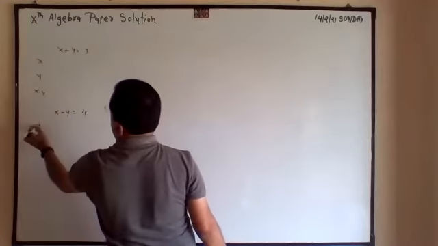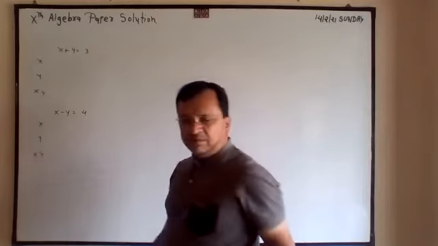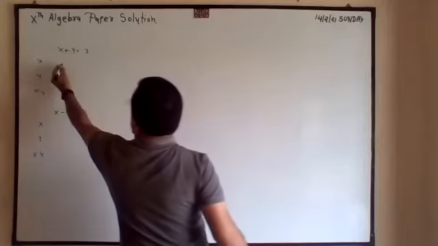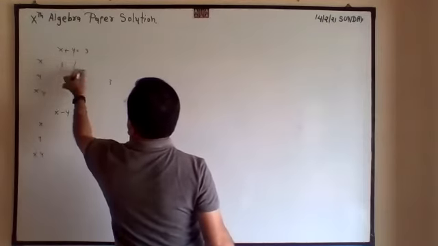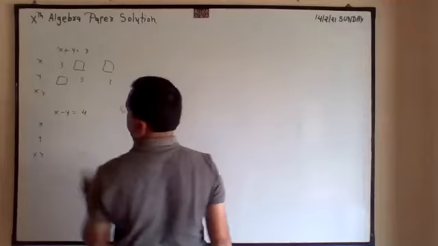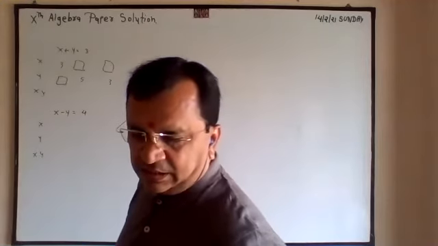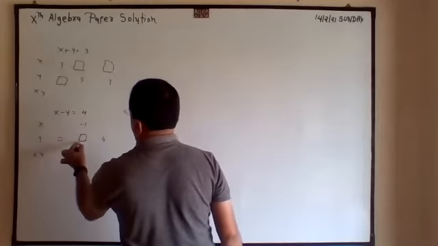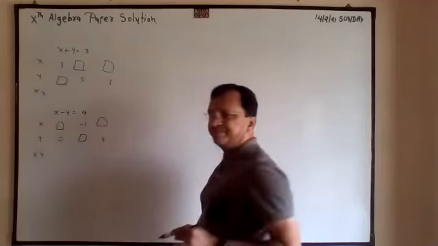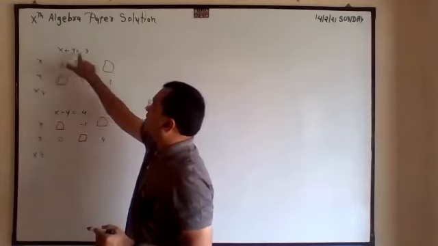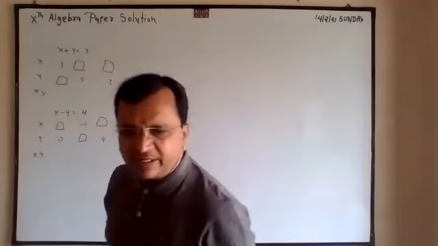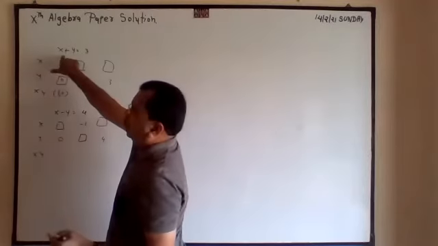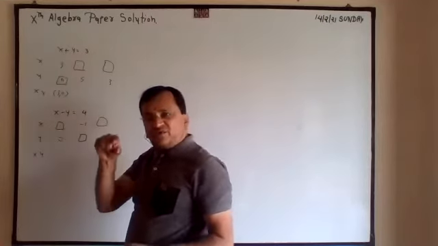x, y, x, y. Some numbers are given: 3, 5, 3. Find this, find this. Then 0, minus 1, 4. Find this and this, and make the pair. Suppose x is equal to 3. 3 plus how much is equal to 3? 0. Correct? So this is 3, 0. Then 5. 5 plus how much is equal to 3? Minus 2.